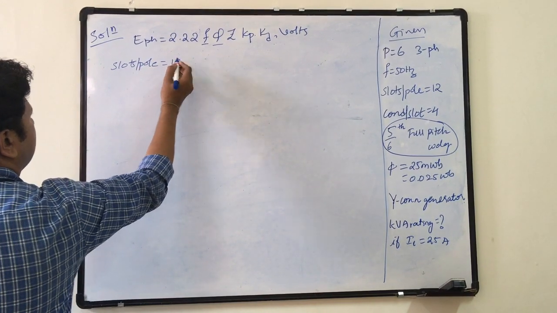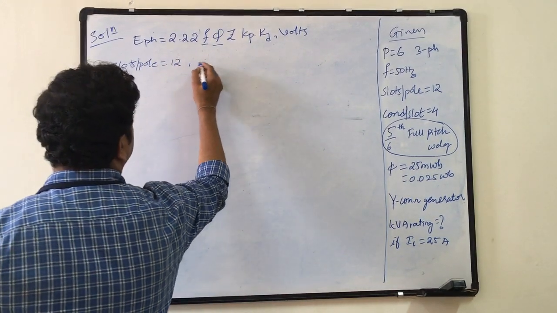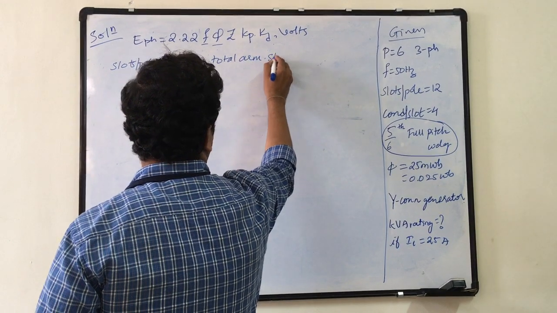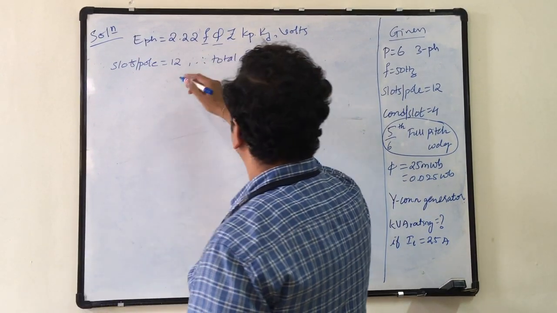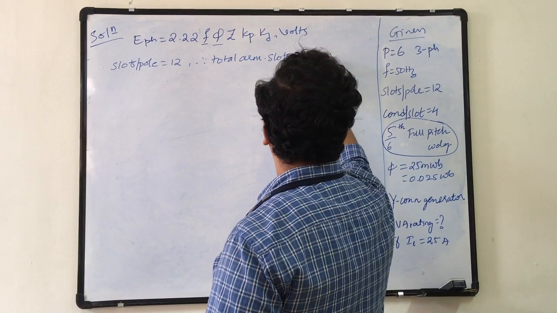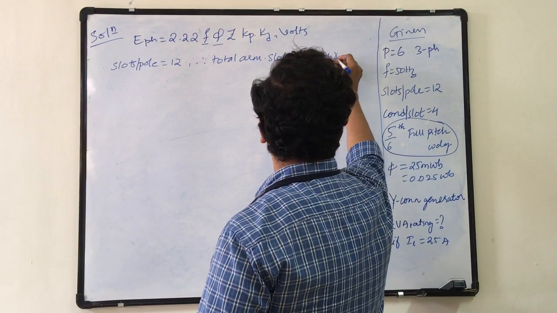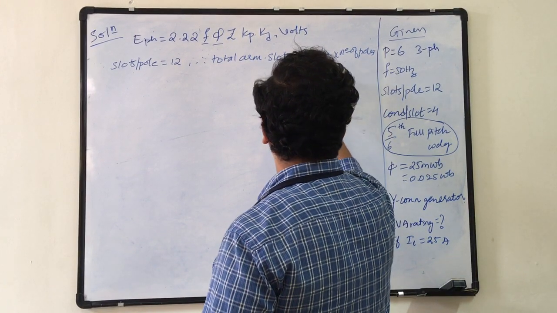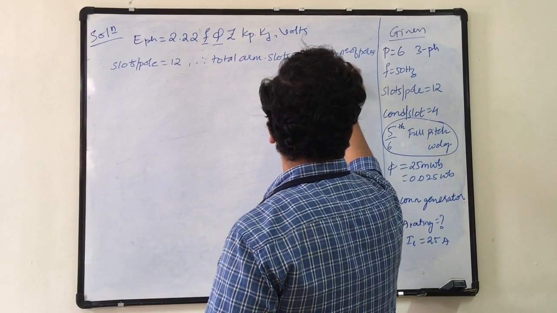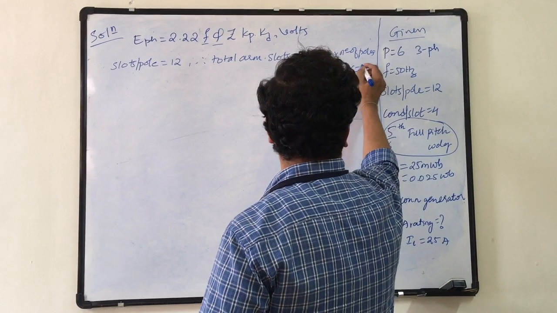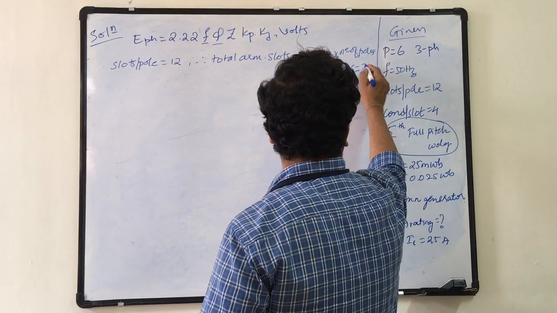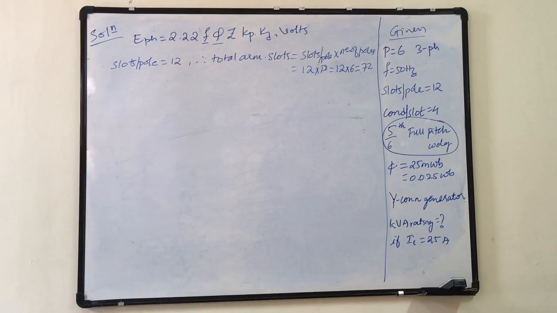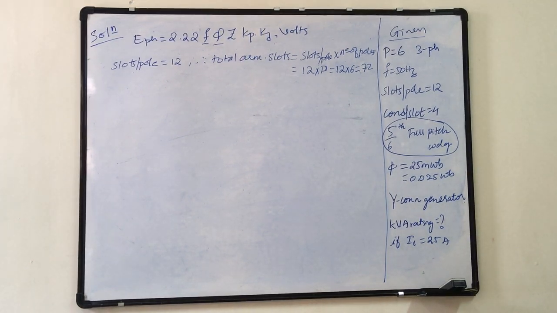is equal to 12. So what are the total number of slots? Therefore, total armature slots is equal to slots per pole into number of poles. Simple. So it is 12 into P, that is 12 into 6. I get 72 slots. So the number of armature slots is 72.